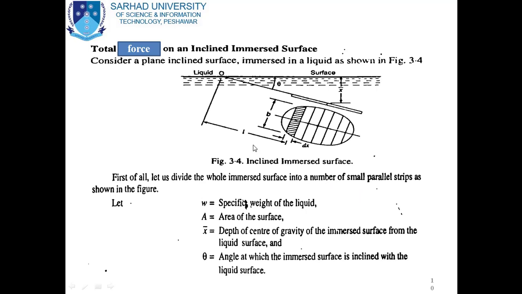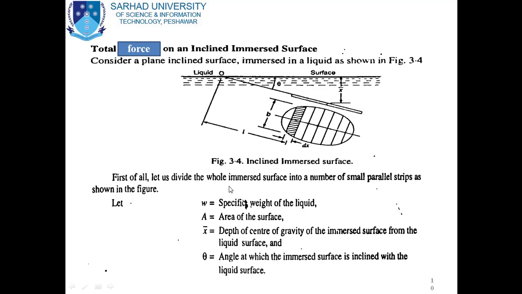Now in the third case, when the body is immersed inclinedly, we will find the total force on the inclined surface. So we have the topic: total force on an inclined immersed surface. Consider a plane inclined surface immersed in a liquid as shown in figure 3.4. This is the surface which is immersed inclined, meaning at an angle, in the liquid.